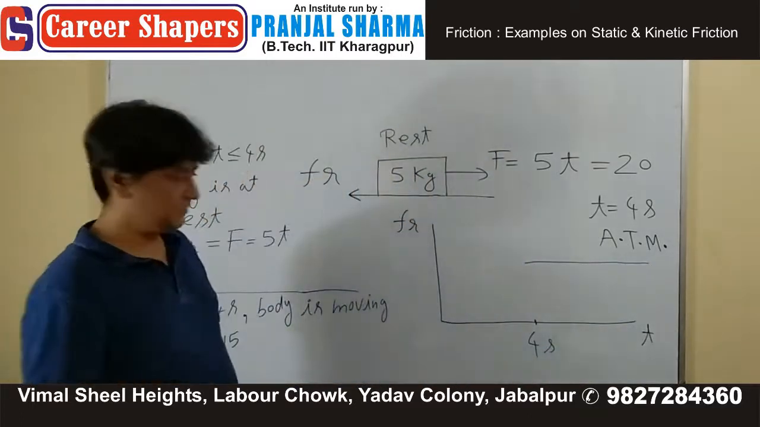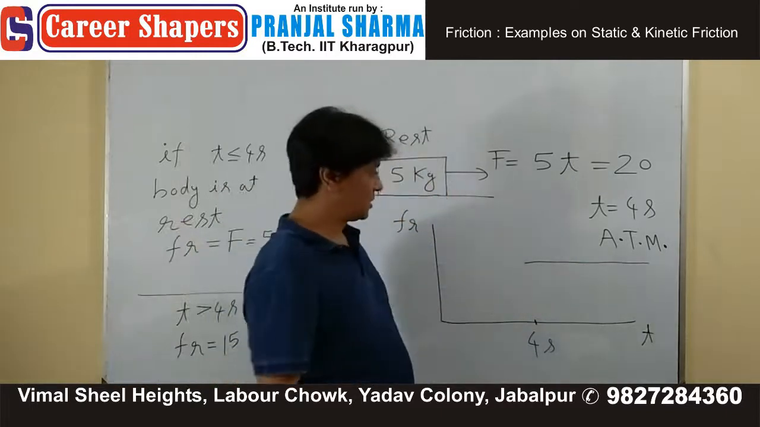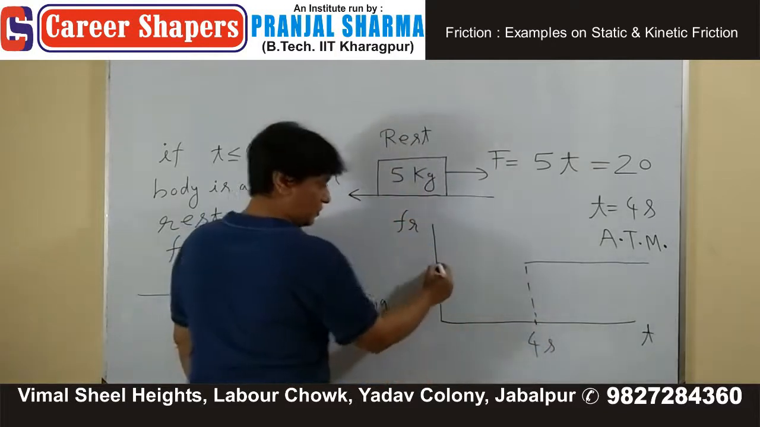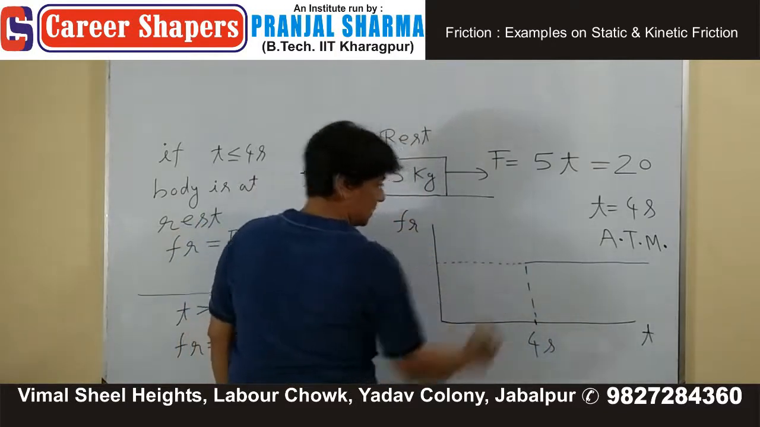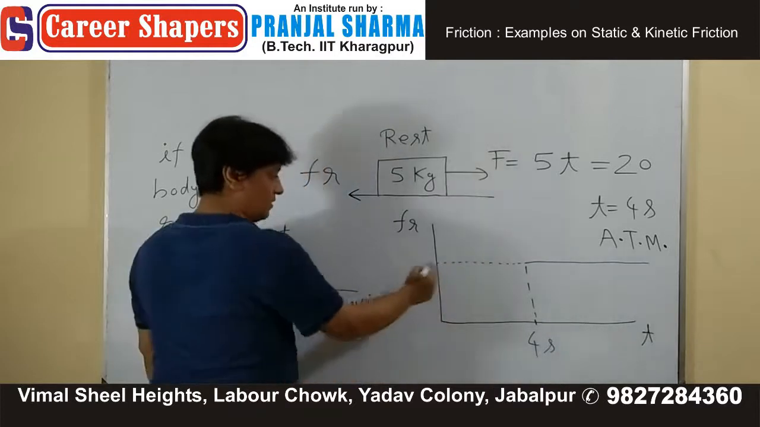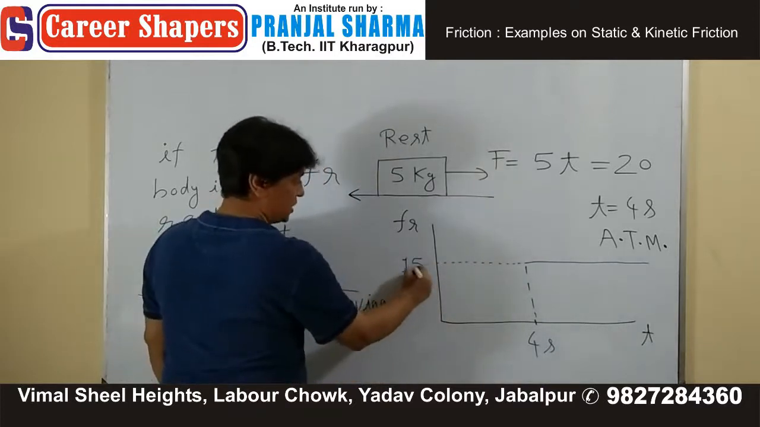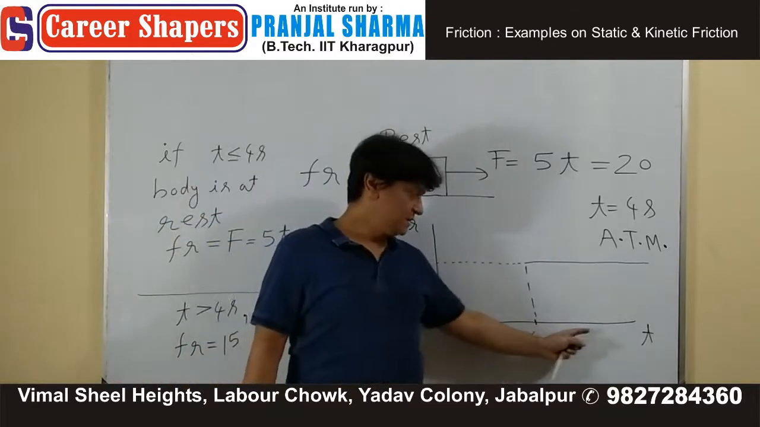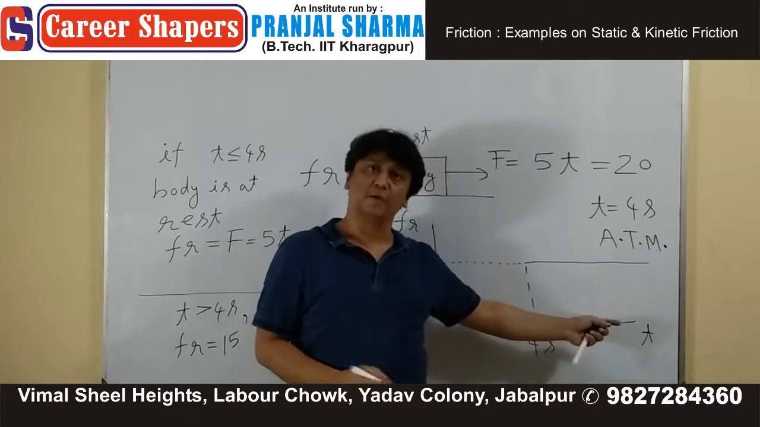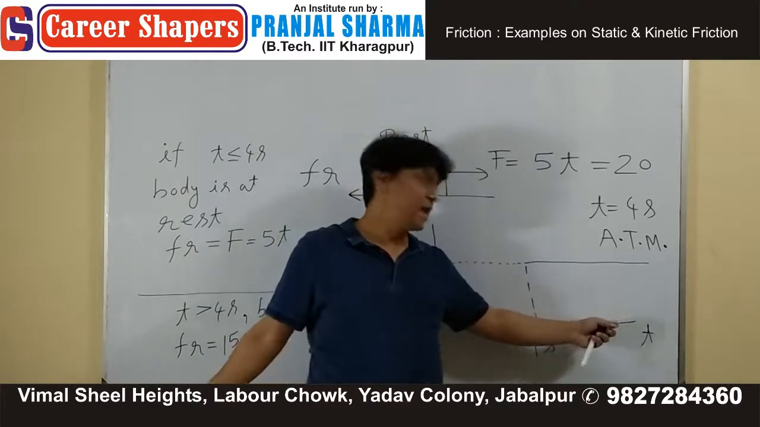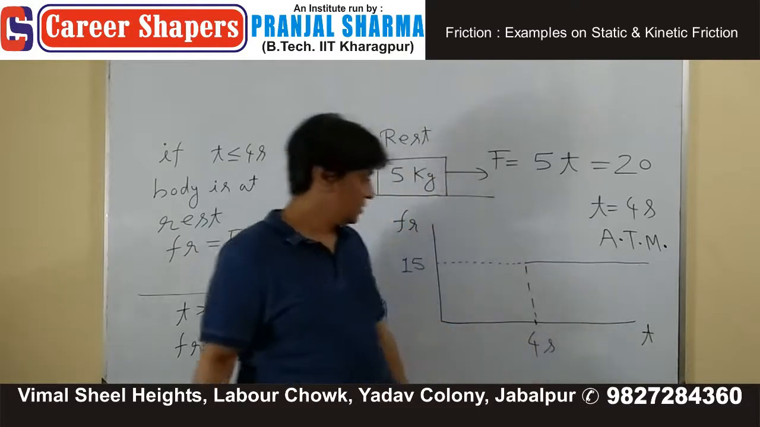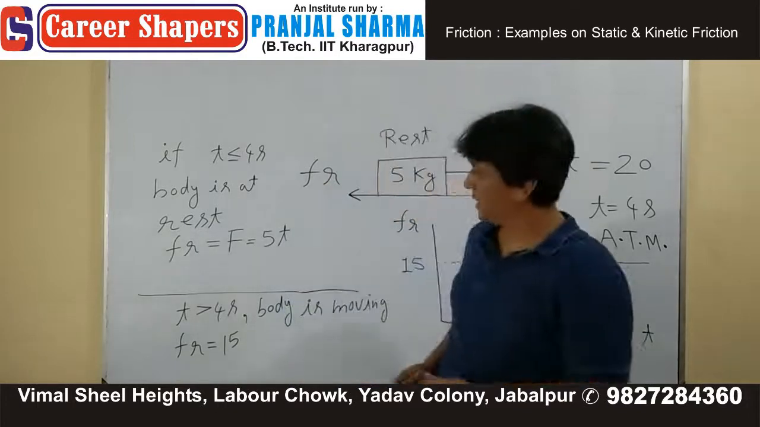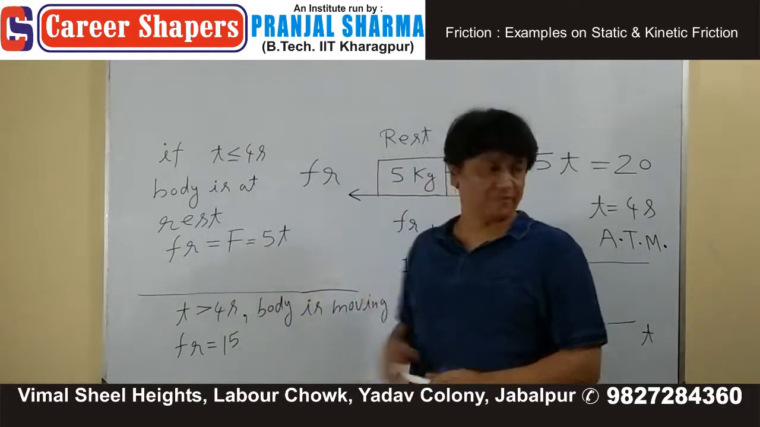I hope you can see the graph. This is the graph. 4 seconds के बाद हमारा जो ग्राफ है उसमें फ्रिक्शन की वैल्यू क्या चलती? 15. आफ्टर 4, 5, 6, 7, 8 कहीं भी चले जाओ, बॉडी क्या कर रही है? मूव. अगर मूव कर रही है तो क्या लगेगा? काइनेटिक. व्हाट इज दैट? 15. But till 4 seconds, it is F equals 5t.